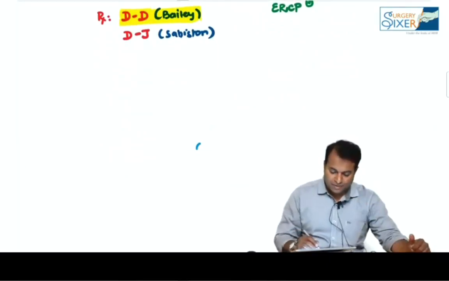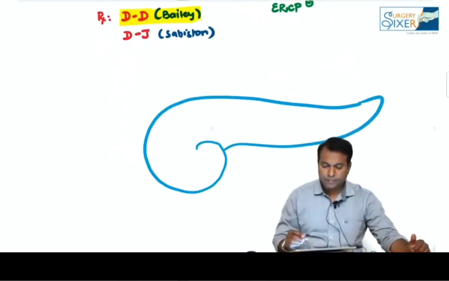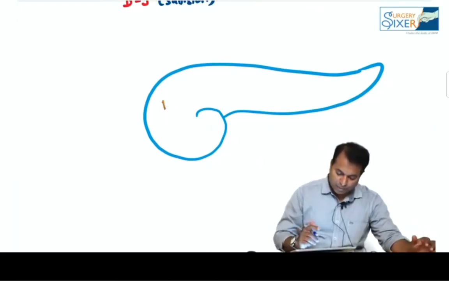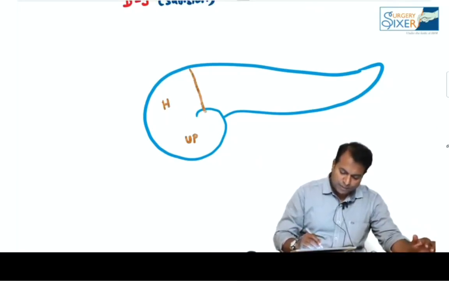To understand pancreas divisum, you should understand the normal duct anatomy of the pancreas. Only then can you understand pancreas divisum. So now I am drawing the normal pancreas. This is the head of the pancreas. Please remember this. This is the uncinate process. This is the neck of the pancreas. This is the body. This is the tail.